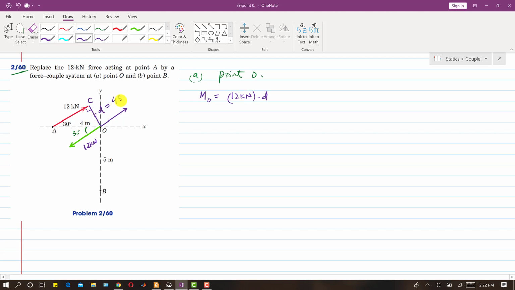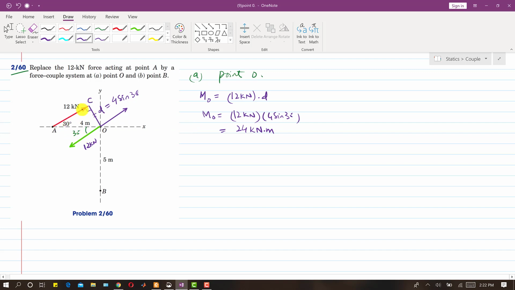So I can write that D is 4 sine of 30 degrees, right? So we can find this. Then the moment about O due to this couple will be 12 kilonewton into 4 sine of 30 degrees, right? So this will be equal to 24 kilonewton meters.